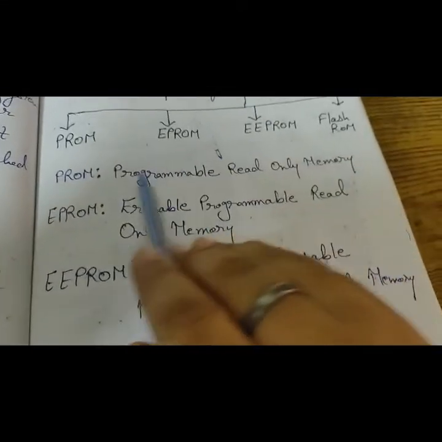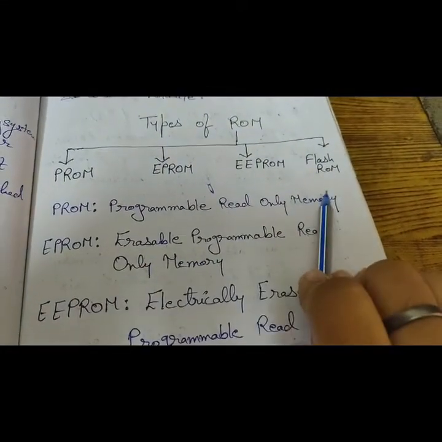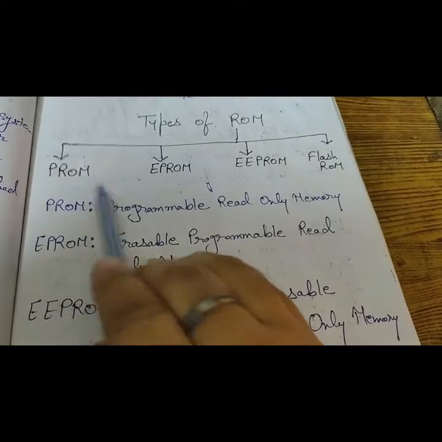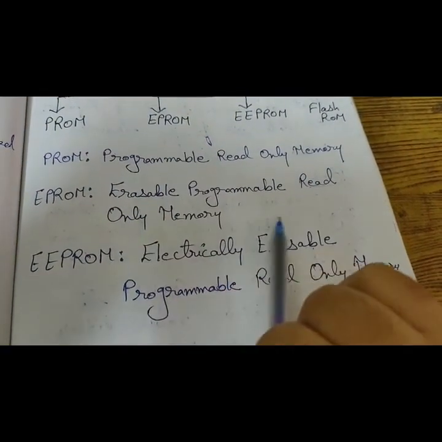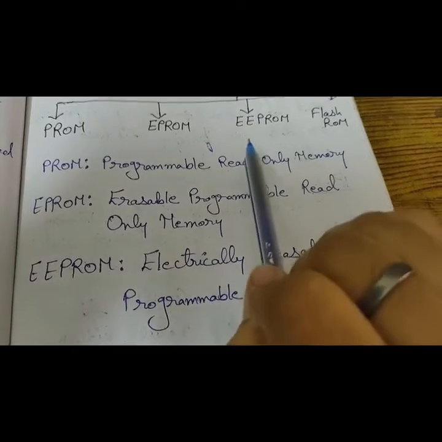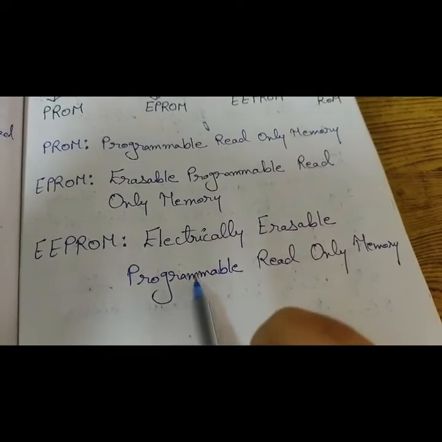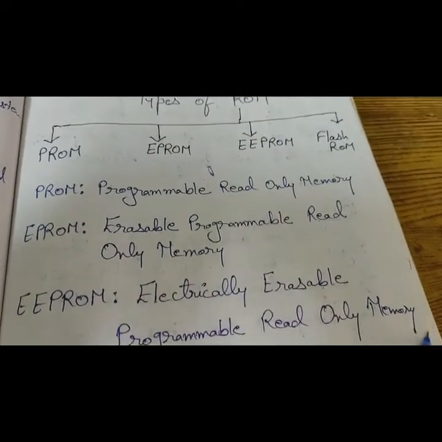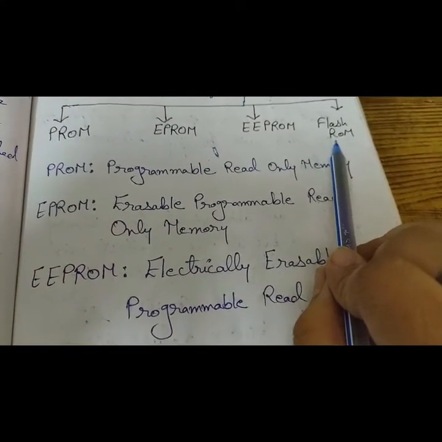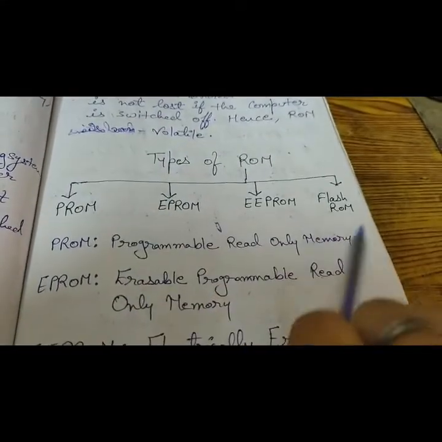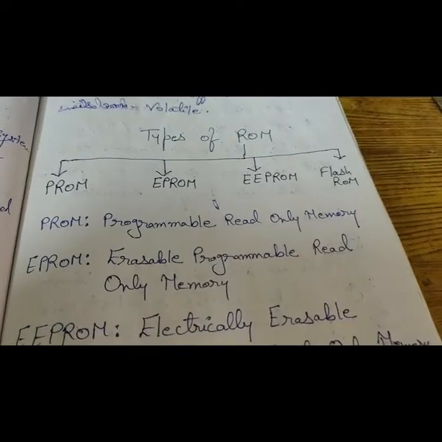Types of ROM. We have four types of ROM. PROM, programmable read-only memory. EPROM, erasable programmable read-only memory. EEPROM, electrically erasable programmable read-only memory. And the fourth one is flash ROM. So these are all four types of ROM.